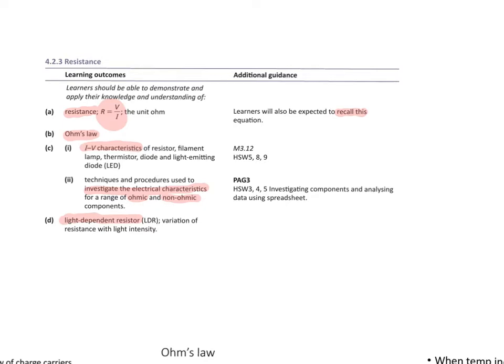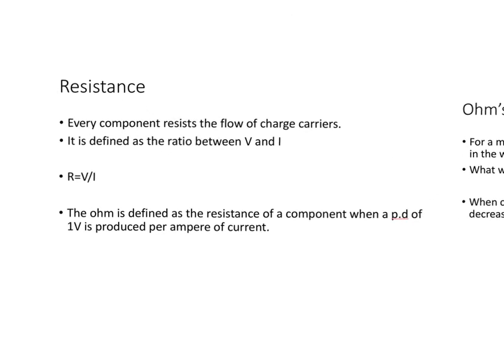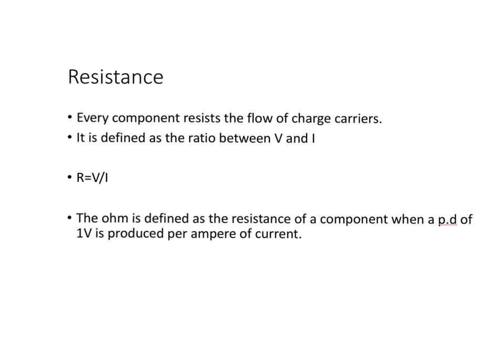So to begin with, we're going to have a look at resistance and what that means. Every component that we have in a circuit, including the wires, has resistance. Resistance you can consider as something that resists the flow of charge carriers. In circuits, the charge carriers are electrons. It is defined as the ratio between potential difference and current.